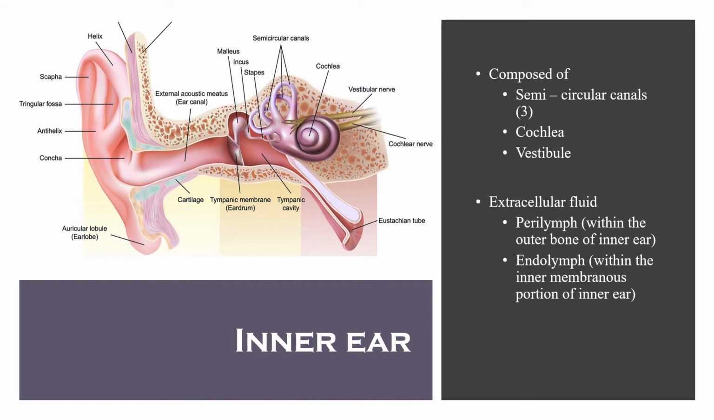Now your inner ear is composed of the semicircular canals, the cochlea, and the vestibule. So once the sound wave gets transmitted through the middle ear, right, the malleus, incus, and stapes, to the oval window, the sound wave is now entering the inner ear. In the inner ear, there is extracellular fluid made of 2 components. Perilymph is within the outer bone of the inner ear, and the endolymph is within the inner membranous portion of the inner ear.